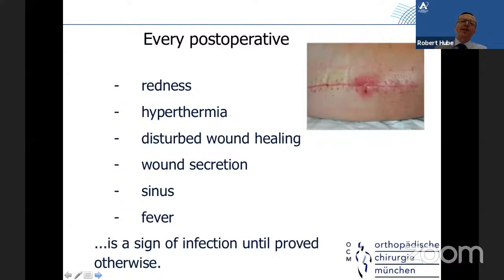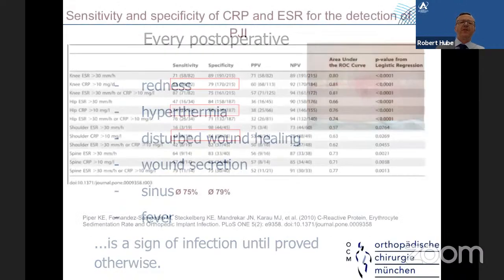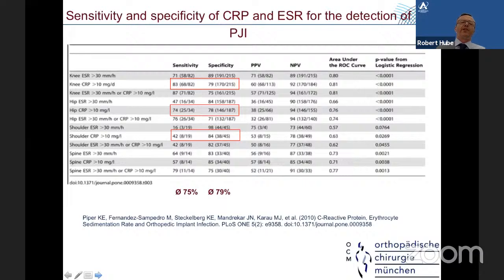And every post-operative redness, hyperthermia, disturbed wound healing, wound secretion, fever, and that is rare in these cases, they don't have fever, these low-grade infections, is a sign of infection until proved otherwise. And pain: if the pain character changes post-operatively after day 8, that is definitely suspicious for infection. What about CRP and ESR?